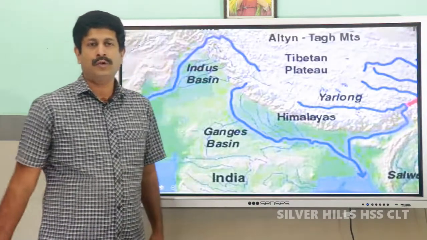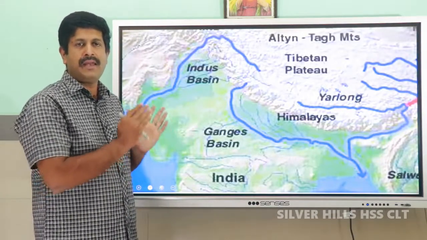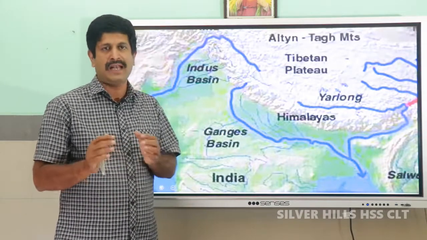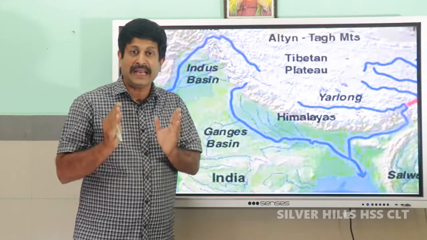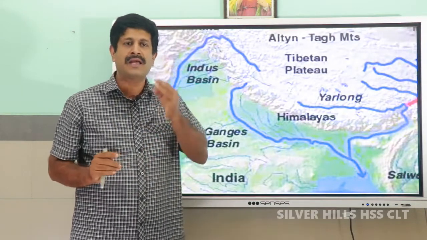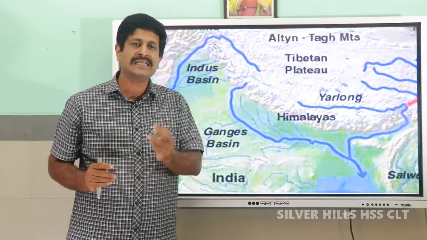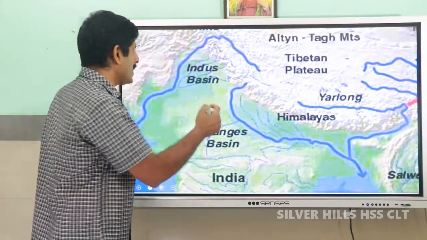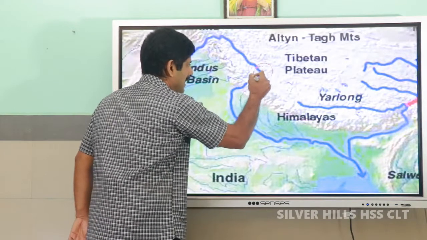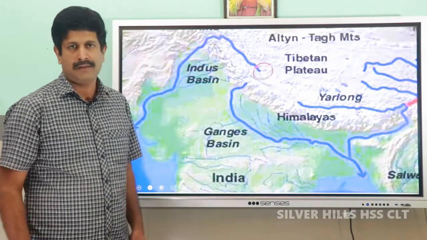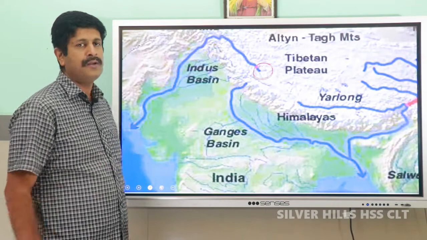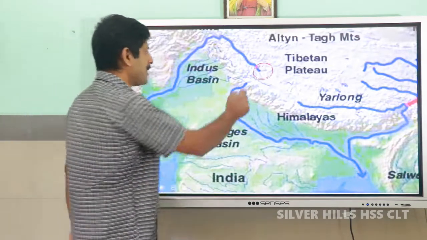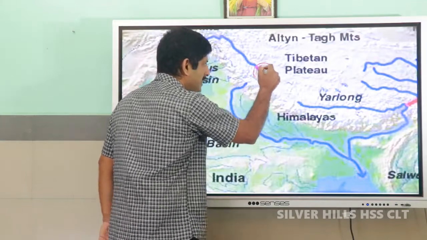Now we are moving to the second main map. It's all about Himalayan rivers. The main three rivers are the Indus, the Ganges and the Brahmaputra. When we are talking about the Indus, the first river, here is the origination point. We have to know the origin of Indus. It's from Manasarovar. Here it is the Manasarovar.